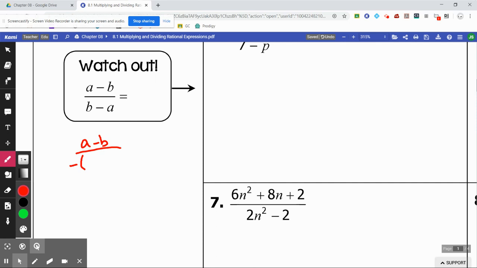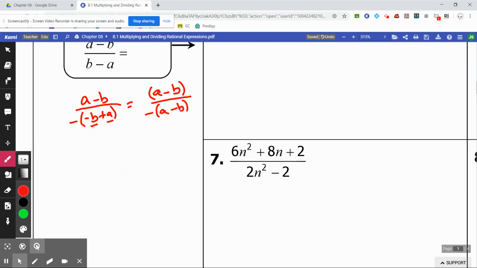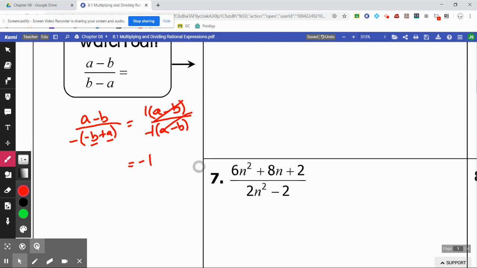And when you factor out a negative 1, the b turns into a negative b, and the negative a turns into a positive a. And you could actually flip-flop those around now. You have an a minus b on top. On bottom, you have a negative, and inside of parentheses, you have a positive a and a negative b. And those would actually cancel then. And you're left with a 1 over negative 1, which is negative 1.